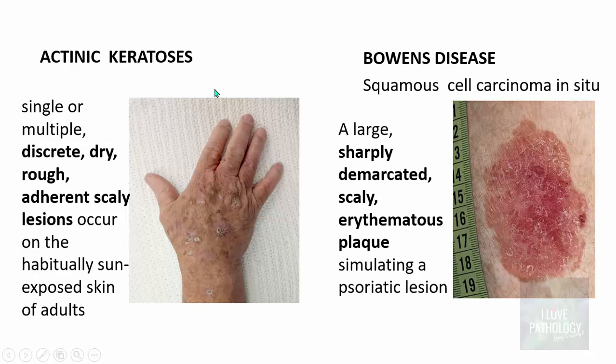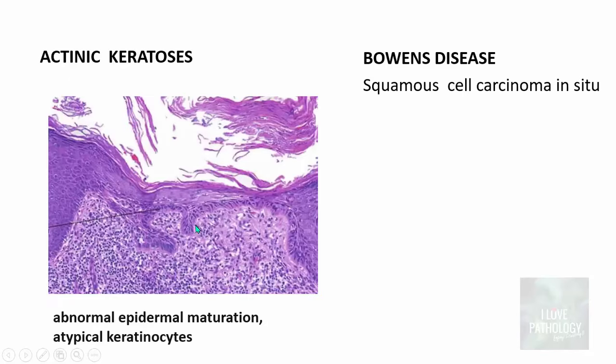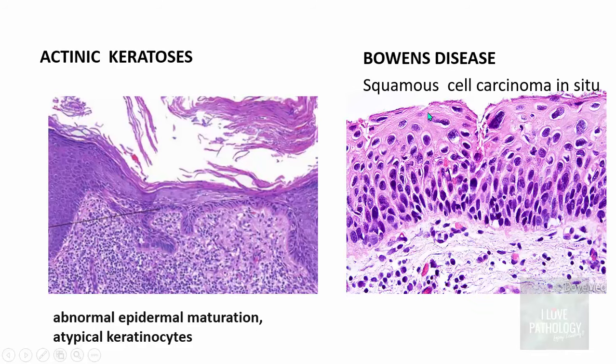Histologically these two are different. Actinic keratosis involves abnormal epidermal maturation and atypical keratinocytes involving the lower part of the epidermis. Whereas in Bowen's disease, which is basically a squamous cell carcinoma in situ, you can find full-thickness dysplasia. That's when we call it squamous cell carcinoma in situ, which has all the features of pleomorphism but does not show invasion. That's why it is in situ squamous cell carcinoma.